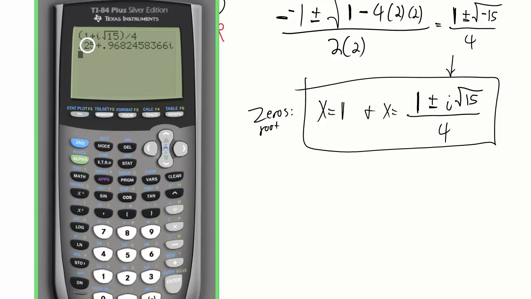So I get 0.25, which is the 1/4. 0.25 plus about 0.9 something i. And if you do the minus version, just go here and put a subtraction sign. It's 0.25 minus that same thing. Notice how it's a complex conjugate.